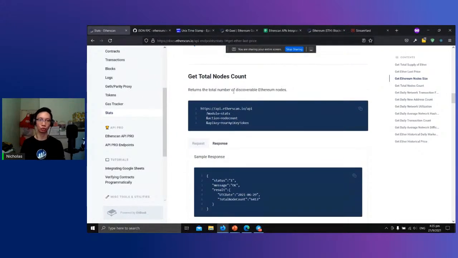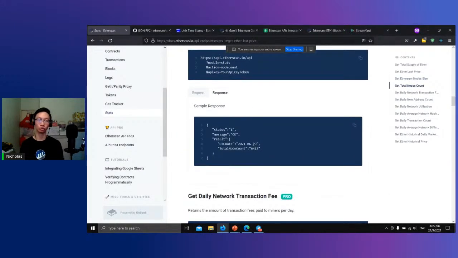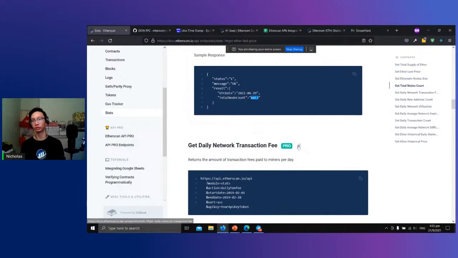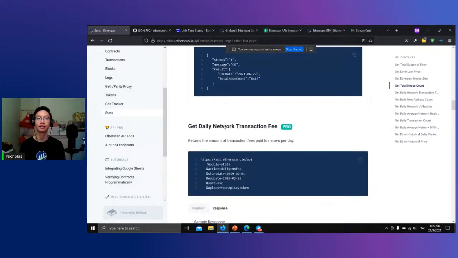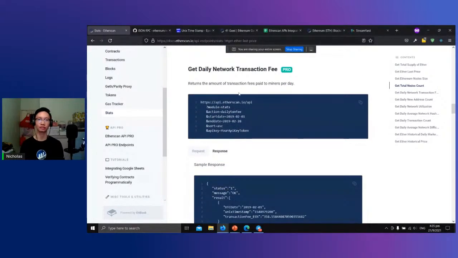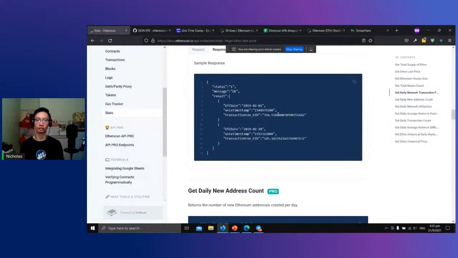Okay, next, the get total nodes count. So this one, we measure how many nodes we are able to detect on the Ethereum network. So this will show you, I think we have a historical one. Oh, no, we don't. So this will show you how many nodes we have detected currently on the Ethereum network. And next, the get daily network transaction fee. So this is how much in fees we are paying to miners every day. And that amount is denoted in ETH.